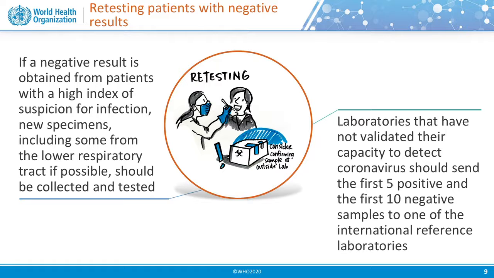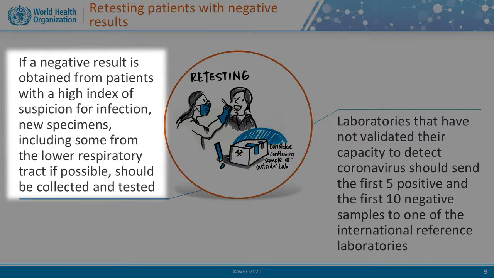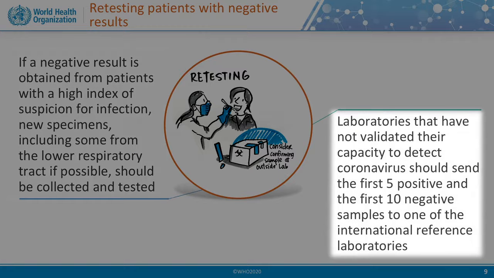Now, the best thing to do if you get a negative test from a patient who you suspect is very likely to have the virus is to repeat the test. If a negative result is obtained from patients with a high index of suspicion for infection, new specimens, including some from the lower respiratory tract if possible, should be collected and tested. And any labs that have not validated their capacity to detect coronavirus should send the first 5 positive and the first 10 negative samples to one of the international reference labs for confirmation.